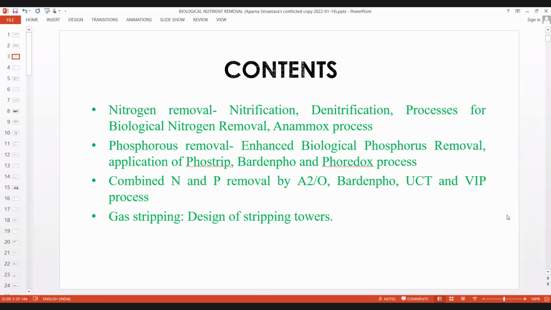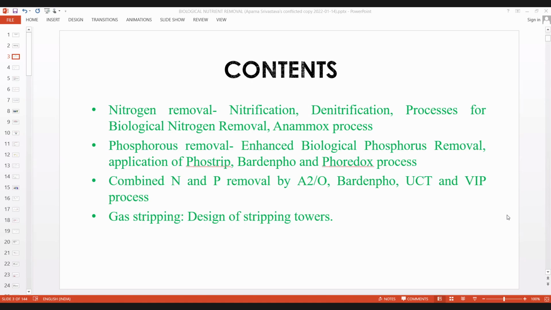What is the ANAMMOX process? When I'm talking about ANAMMOX, I'm talking about anaerobic ammonium oxidation, and this combined term is named ANAMMOX. Here we combine ammonia and nitrite, not nitrate, directly into dinitrogen gas.